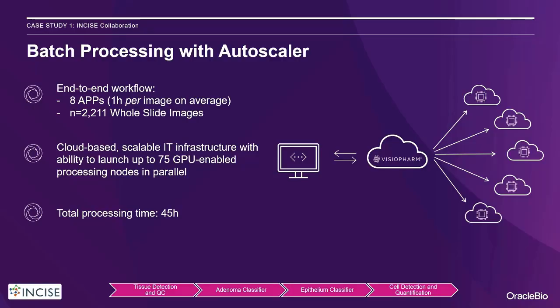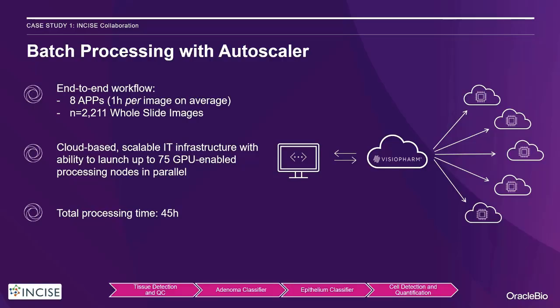Our end-to-end workflow was composed of 8 apps, which took about an hour to run, give or take, depending on the size of the tissue. And as I said, we had 2,211 images to process. But thanks to our AWS scalable IT infrastructure and our subscription model with Visiopharm, we were able to launch 75 processing nodes, all in parallel, all with high-spec GPUs, to process all images in a truly record time.